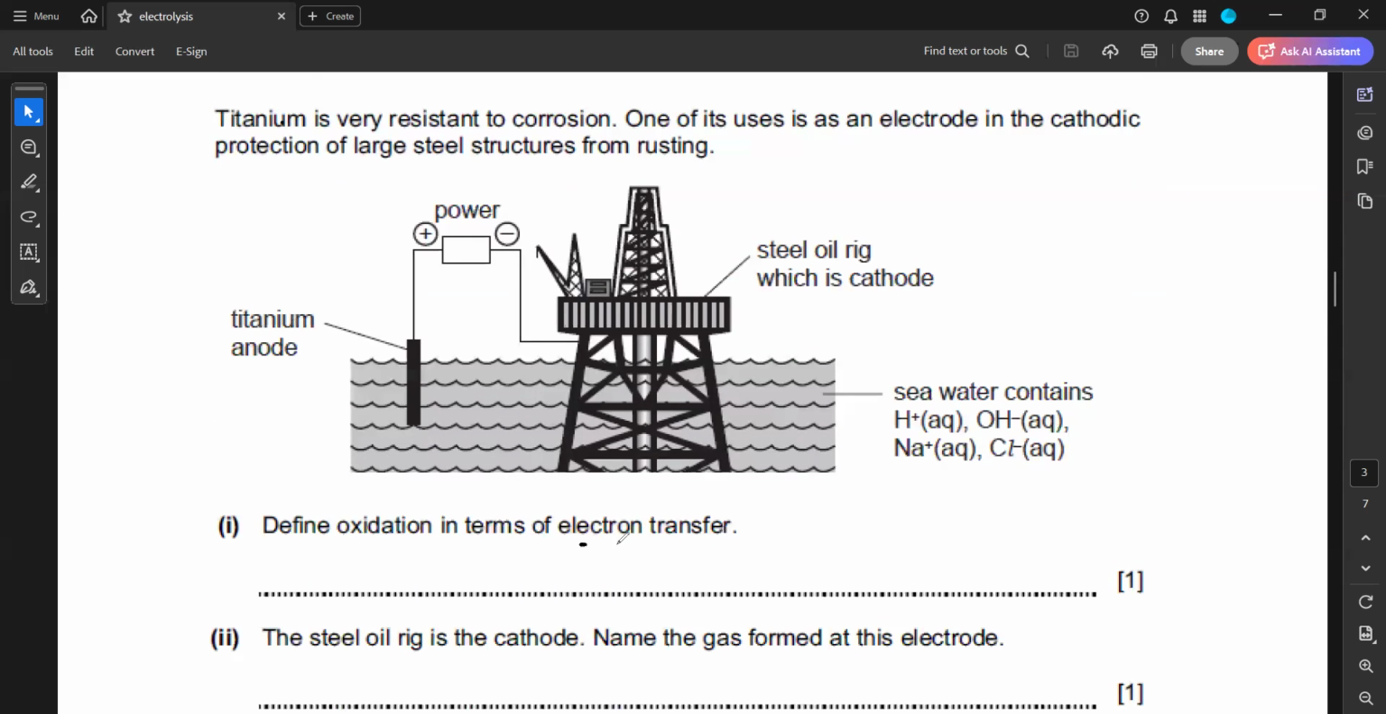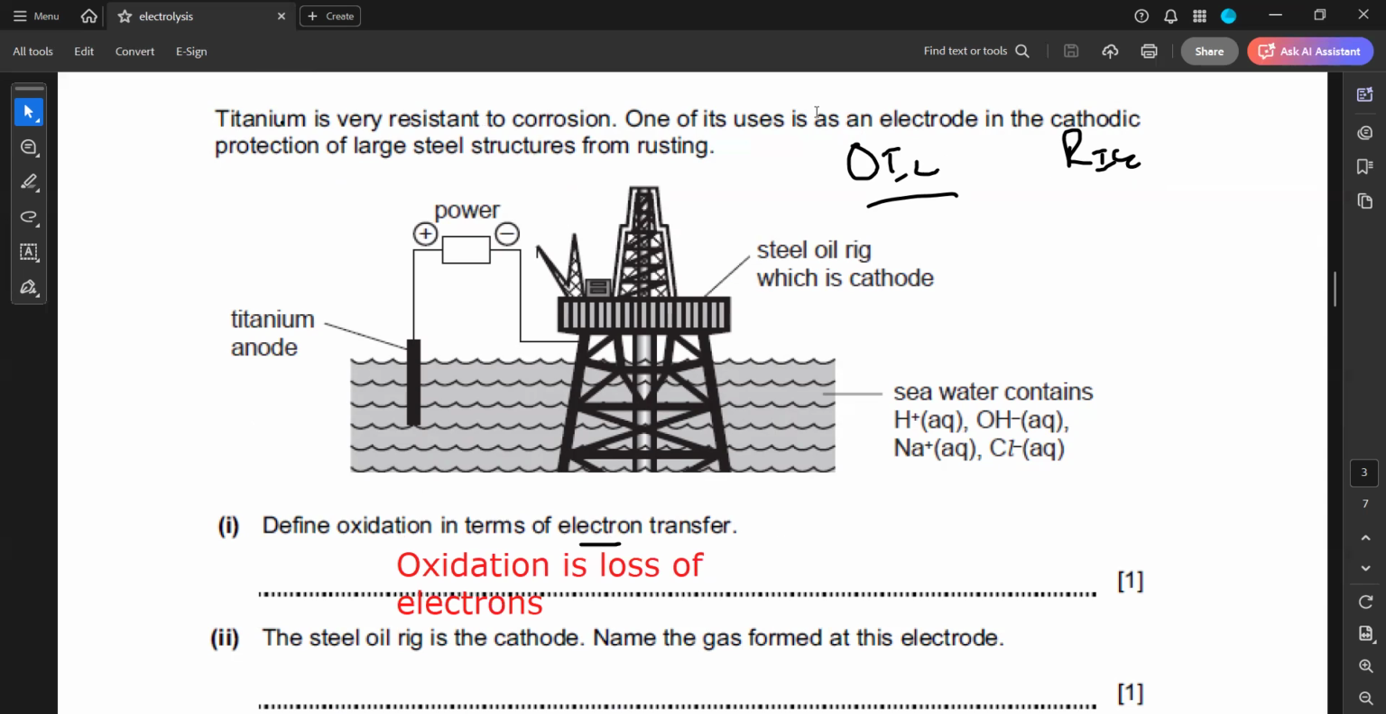Explain in terms of oxidation: define oxidation in terms of electrons. You will always remember from OIL RIG that oxidation is loss of electrons. So O stands for oxidation, which is loss of electrons. The steel oil rig is the cathode.